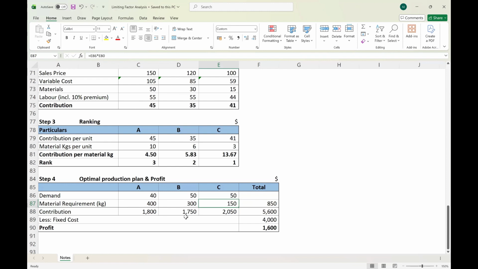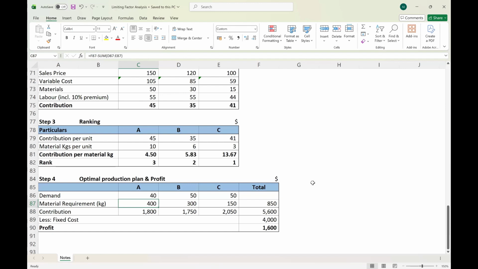What will I make next? 50 units of B. So 50 units multiplied with 6 kgs per unit. So 50 into 6 is 300. Do I have more materials left so that I can make A? Yes, let's find out the balancing figure. 850 minus 300 minus 150. I am left with 400 kgs of material, which I will use to make A.